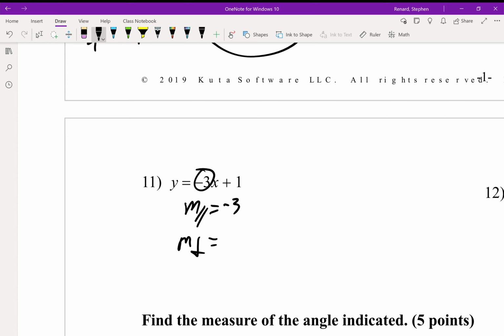Slope of anything perpendicular is going to be positive 1/3. We took that -3/1. We changed its sign.